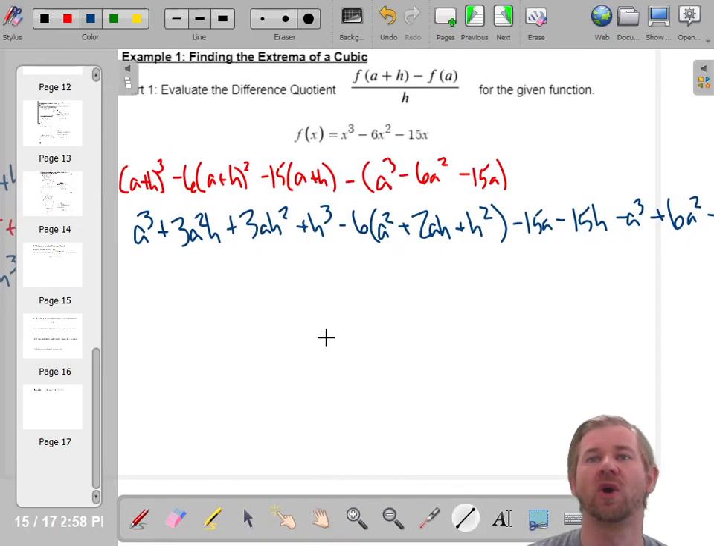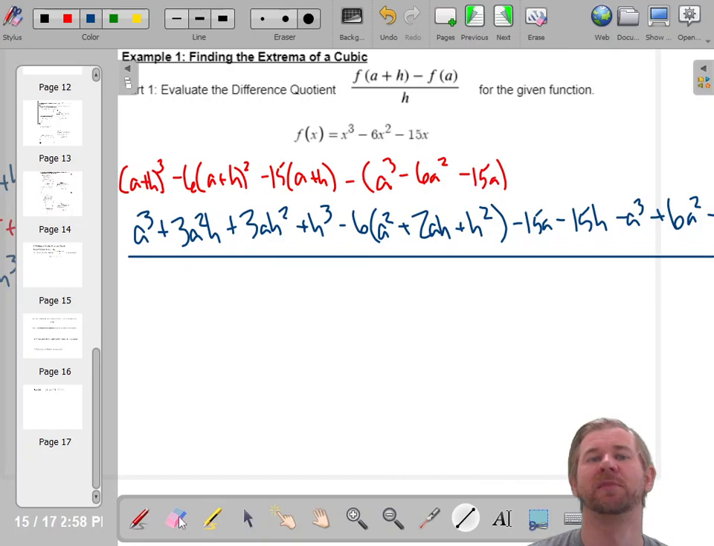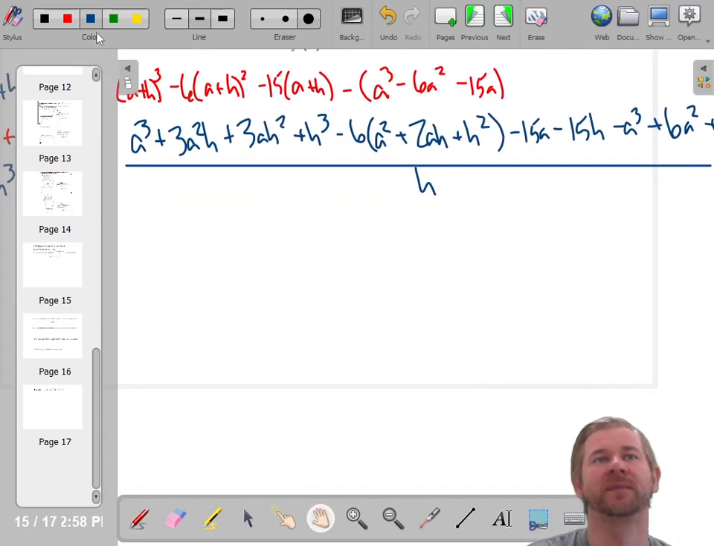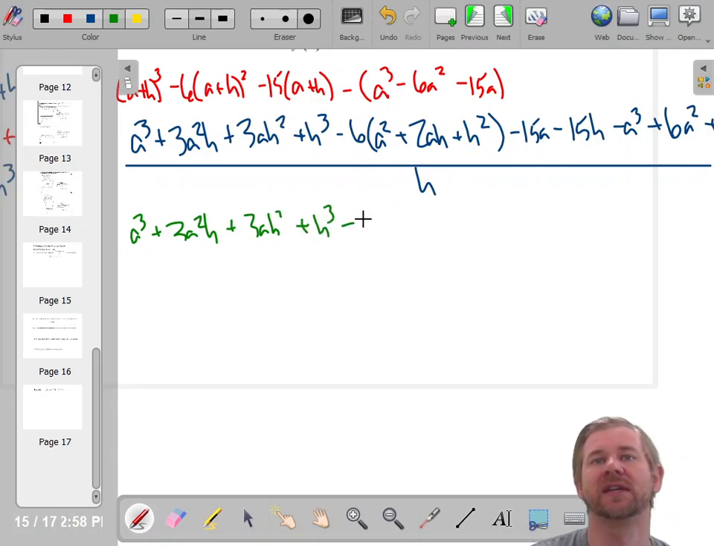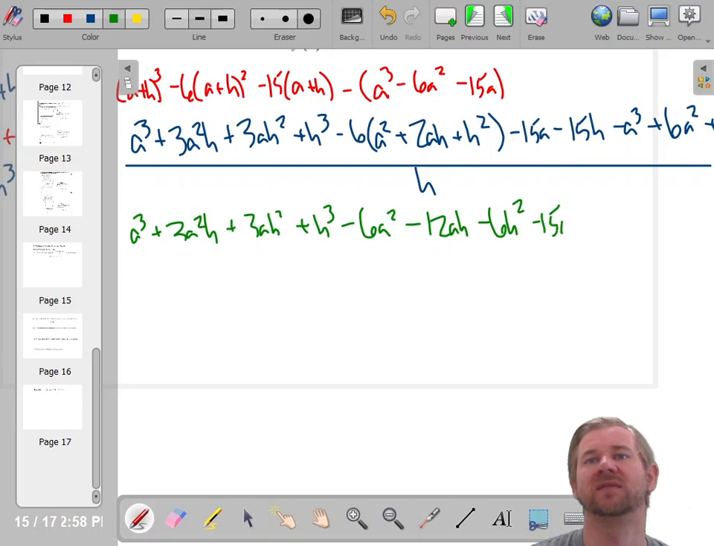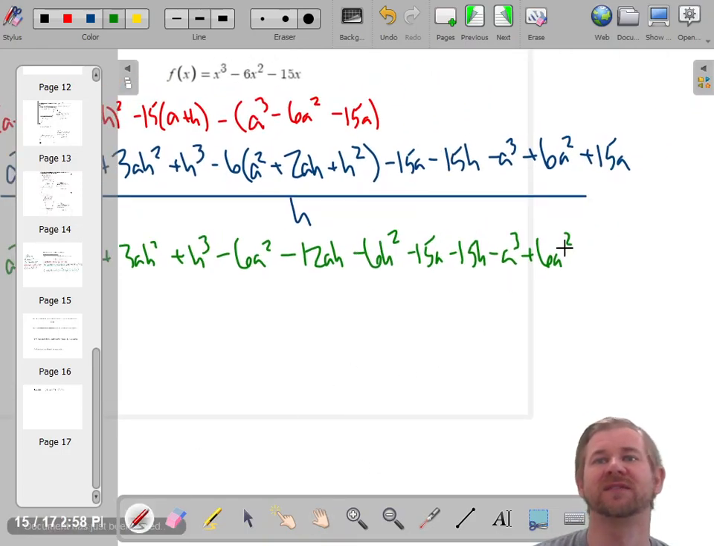And remember, this whole thing is over h, but I'm kind of just ignoring that right now because there's so much. I need to keep going. This is going to get better. A cubed plus 3a squared h plus 3ah squared plus h cubed. Now I'll distribute the 6. Minus 6 times 2ah is 12ah, and negative 6h squared, minus 15a, minus 15h, minus a cubed plus 6a squared plus 15a.